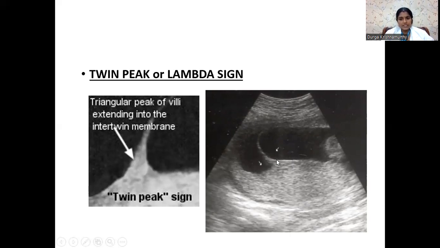So this means it is dichorionicity and diamnionicity. If you see an intervening dividing membrane, we call it diamnion. And if you see the trophoblastic tissue going into it, it means it is dichorionicity. So there are two placentas, two chorions, and two amniotic sacs.